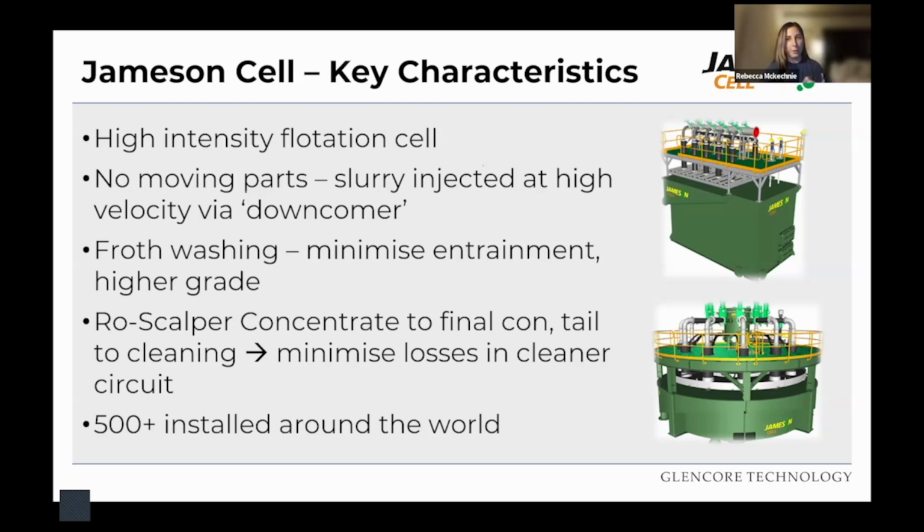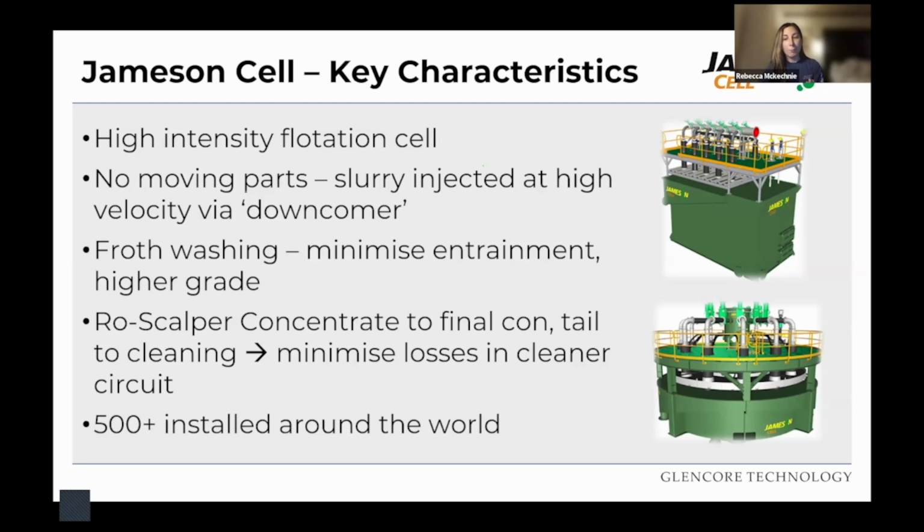The Jamieson cell itself is a high intensity flotation cell in which the pulp and the air are brought together in a vertical tube called the downcomer. We'll look at the downcomer more closely in just a moment. But the design of the downcomer, in essence, eliminates the need for agitators and for blowers. And as a result, the Jamieson cell has no moving parts.